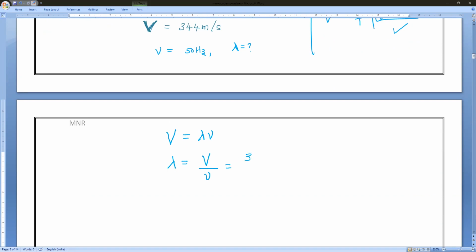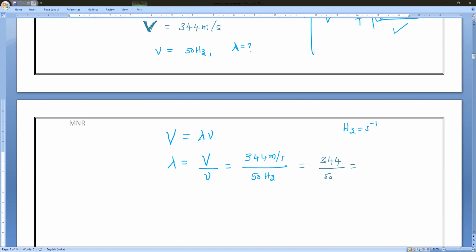So wave speed is 344 meter per second. Next, frequency is how much? Hertz. So we all know hertz is equal to what? Second inverse. Is it right, guys? Yes. So I'll replace it. So 344 divided by 50, which is equal to how much?